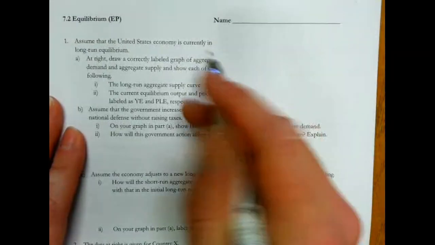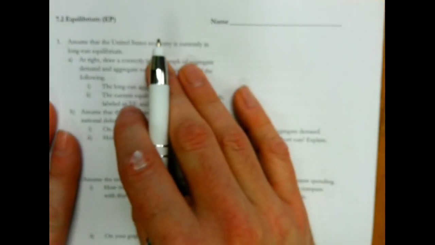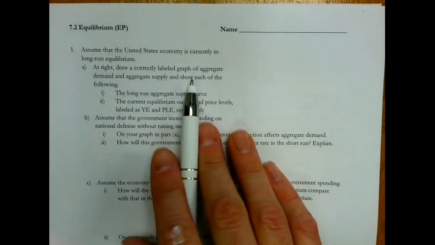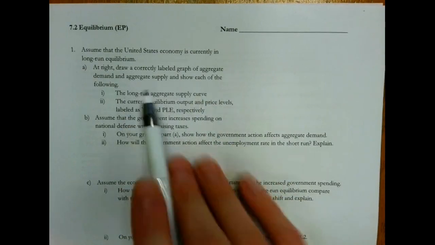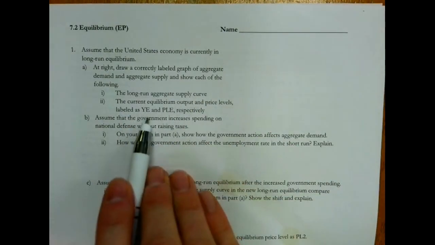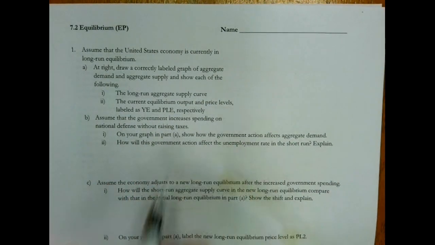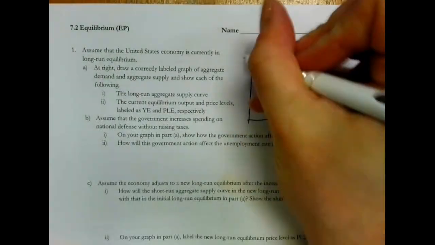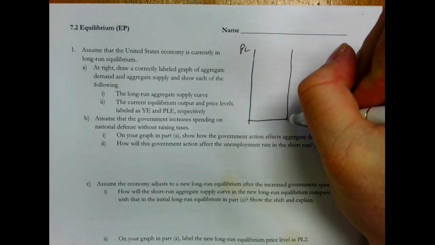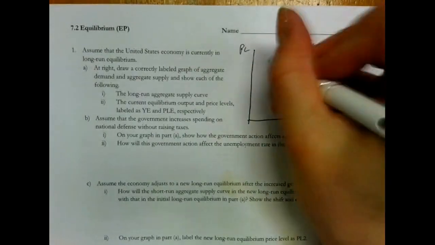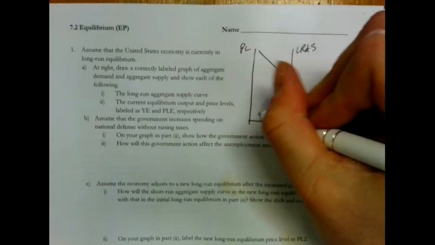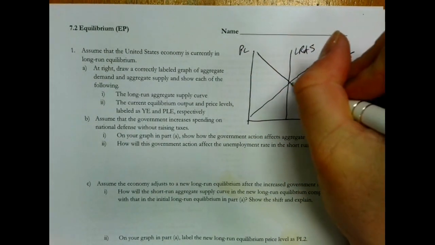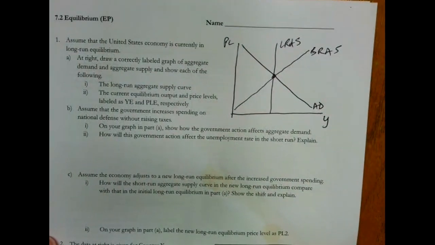Okay, so let's get started by taking a look at the first problem here. It says, assume the US economy is currently in equilibrium. Draw a correctly labeled graph of aggregate demand and aggregate supply and show each of the following: LRAS, and the current output and price levels. So over here, we're going to first put this Y, that's for our output levels, price level, LRAS, aggregate demand, and SRAS. And if you miss it, just put a little dot right there so it kind of connects them all together.